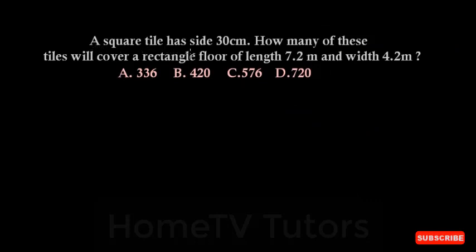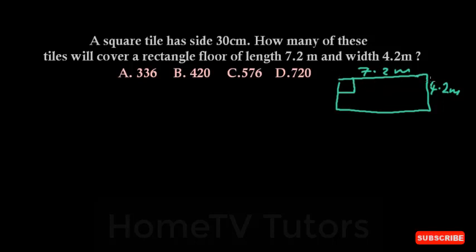A square tile has side 30 cm. How many of these tiles will cover a rectangle floor of length 7.2 and width 4.2 meters? This is the rectangle floor. This is 7.2 meters, while the side is 4.2 meters. So we are to find out how many of the square tiles are going to cover this whole rectangle floor.